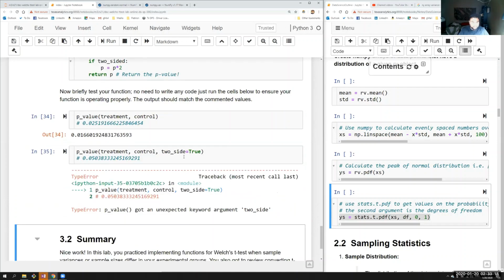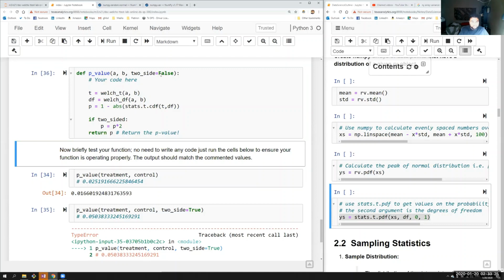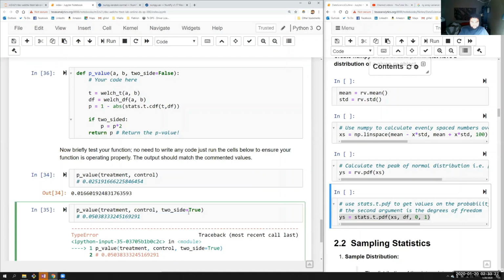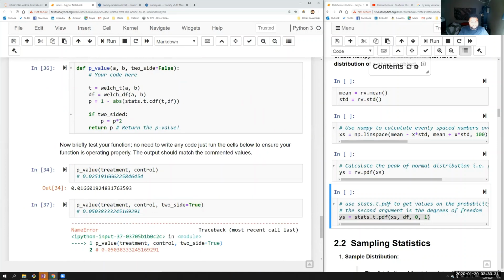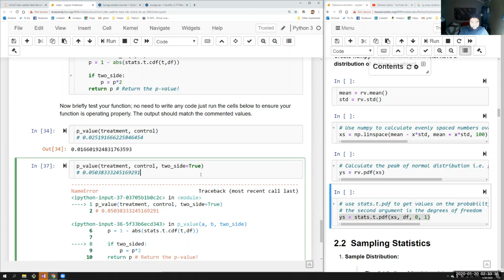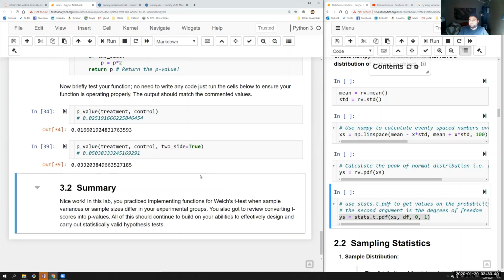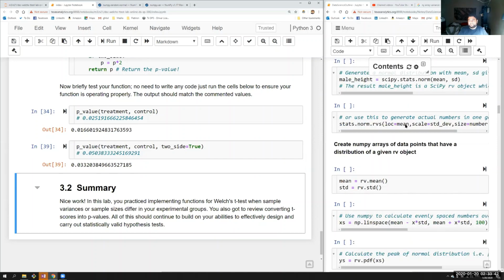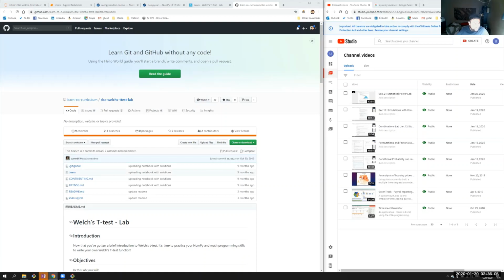Let's see if the second one works. Two side. Oh, two-sided. Okay, never mind. Okay, let's do that. Two-sided is not defined. Should have just fixed that. Okay, 0.03. So that's kind of off. Screw it. Let's just look at the solution. Okay.